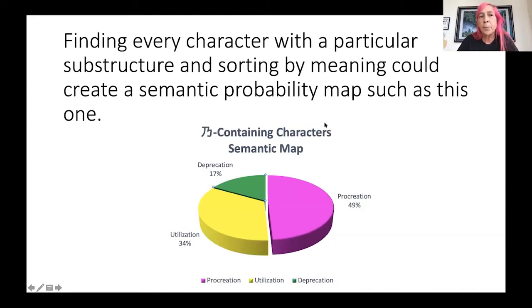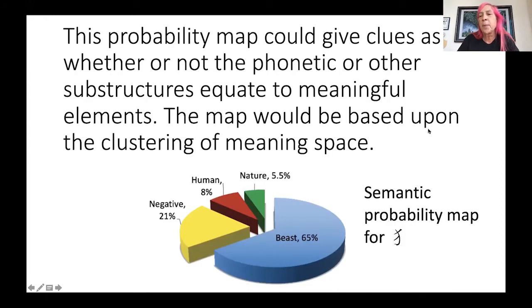Finding every character with a particular substructure and sorting by meaning could create a semantic probability map such as this one. You see 49% procreation, deprecation 17%, utilization 34%. Here is a semantic probability map for the dog radical. This probability map could give clues as to whether or not the phonetic or any other substructures equate to meaningful elements. The map would then be based upon the clustering of meaning space.